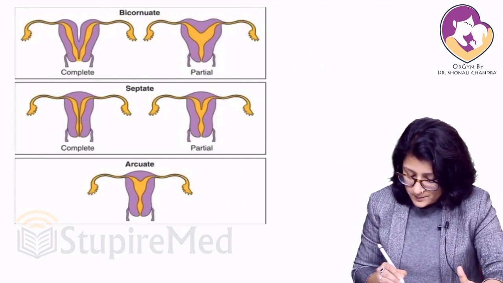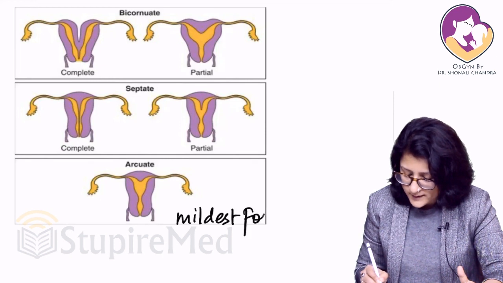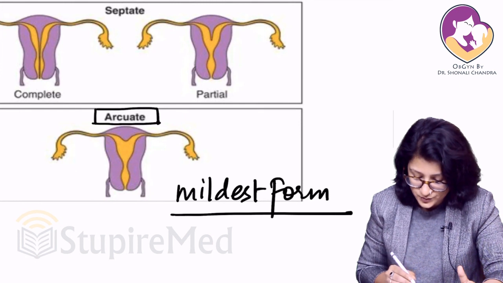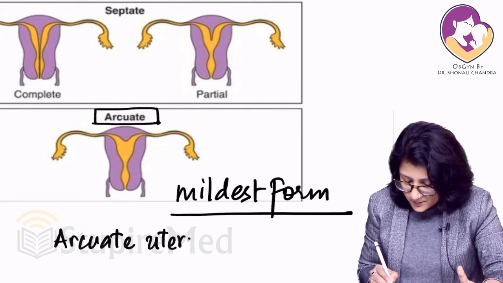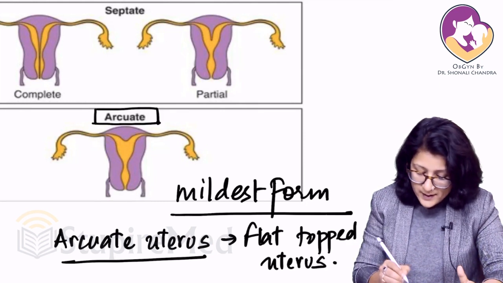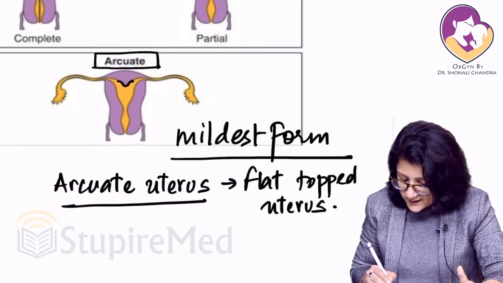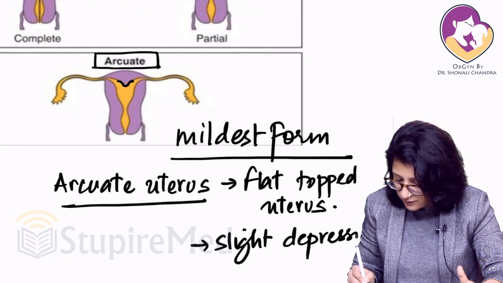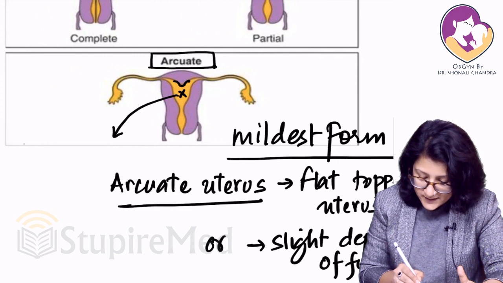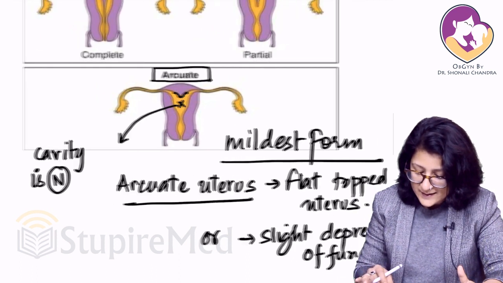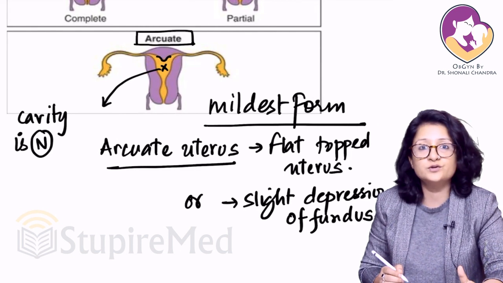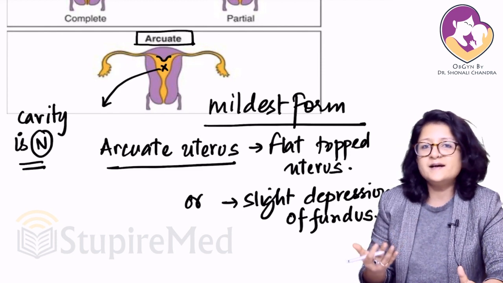In the mildest form, there can be an arcuate uterus, as we can see in this picture. An arcuate uterus is nothing but simply a flat-topped uterus, or there might just be a very slight depression of the fundus. Essentially the cavity is normal. So that is the mildest form of the anomaly, the arcuate uterus. Just a small depression at the fundus or simply a flat-topped uterus. Essentially the cavity is normal, so it usually does not create any problem.